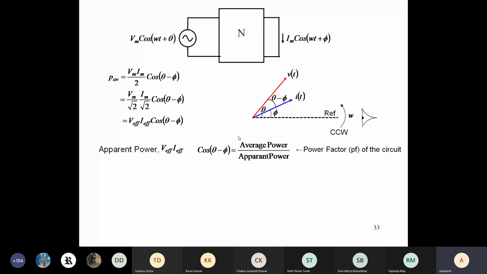So first you find the angle between the voltage and current phasor and take its cos. That is known as the power factor of the circuit, which is defined as the ratio of the average power by apparent power. A lot of times, when I ask for a definition, somebody just says cos theta or cos of the angle between, but it is defined as the ratio of the average power by apparent power.